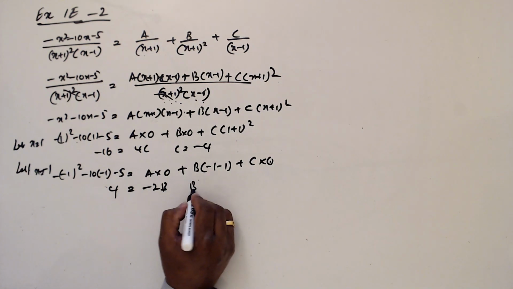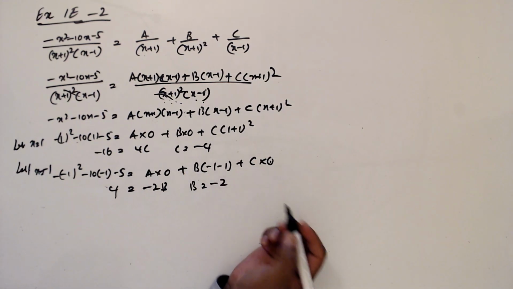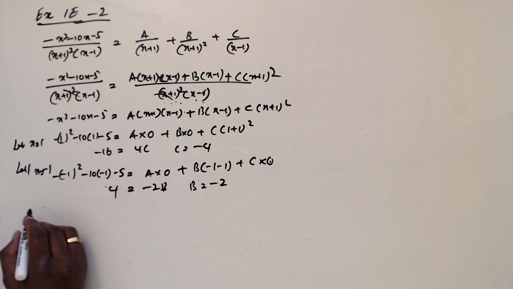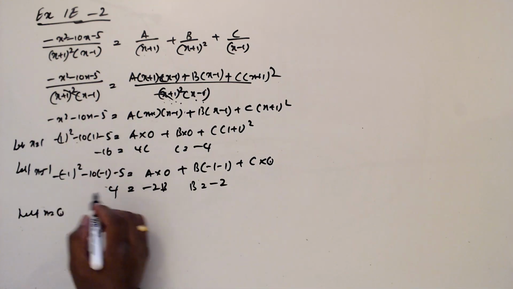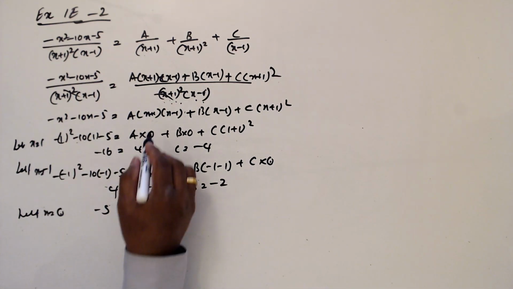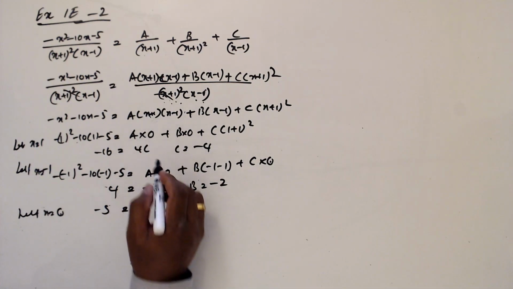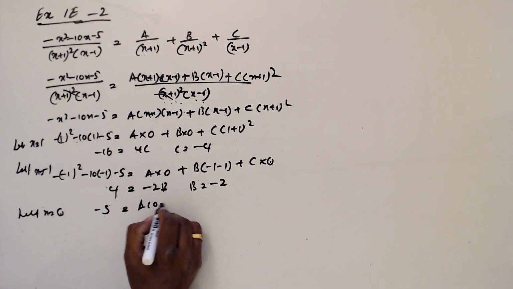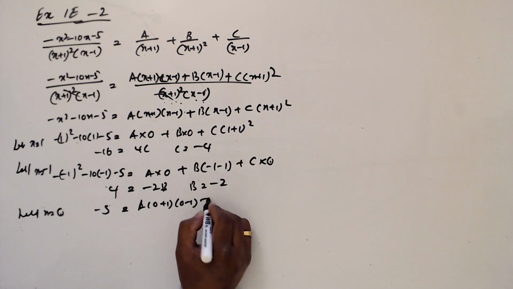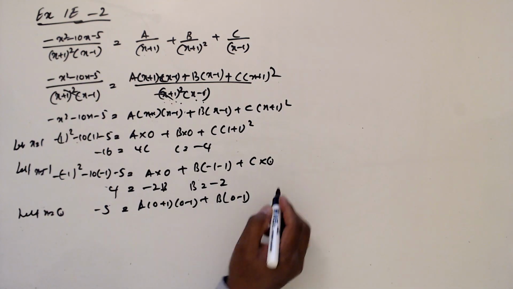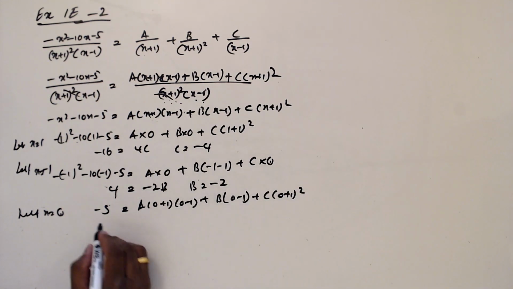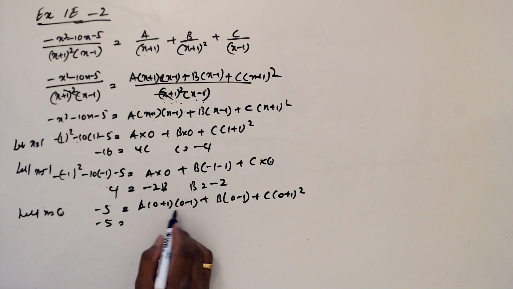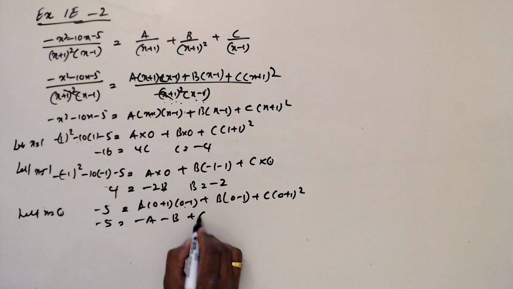So b equals minus 2, after dividing by 2. Now let x equal 0, we'll put 0 everywhere. Then this is minus 5, and this is a(0 plus 1)(0 minus 1) plus b(0 minus 1) plus c(0 plus 1) square, that is minus 5 equal to minus a minus b plus c.